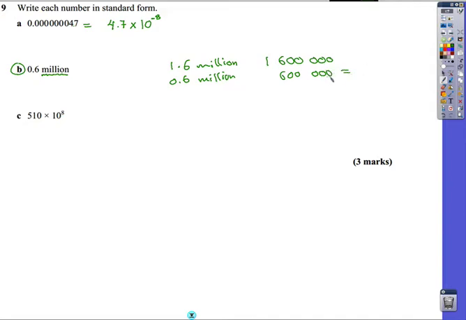Since there's no decimals here, put our decimal at the end of the figure. Our decimal needs to be over here to make it standard form. So it's going to be 6 times 10 to the power of, well, the power is going to be positive because this is bigger than 1. How many times does our decimal point need to jump? 1, 2, 3, 4, 5. So 6 times 10 to the power of 5. Okay.